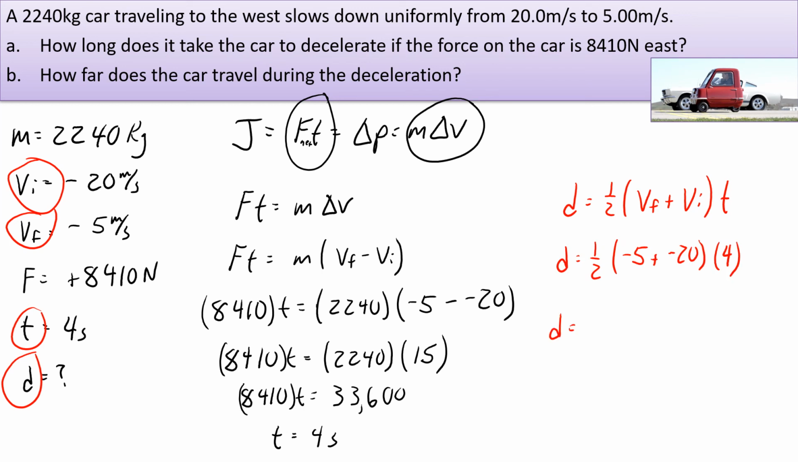And you get a displacement of negative 50 meters. Why is it negative? Because you're traveling to the west in the negative direction. All right, fun times.